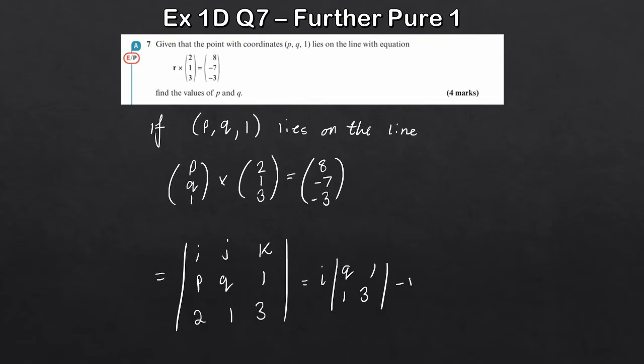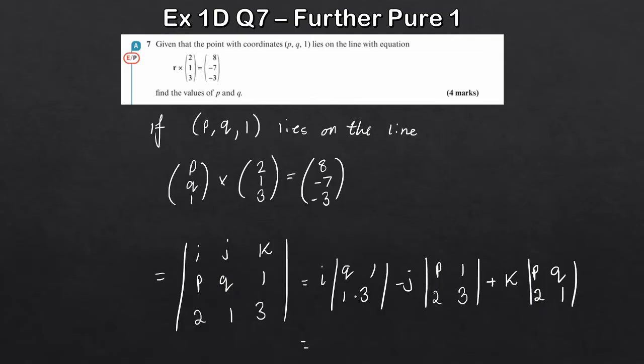Plus, minus j lots of p1, 2, 3. So remember, this should be pretty straightforward just from your core pure. And I've got plus k lots of my bottom left elements here: p, q, 2, and 1. So let's work these out individually now.